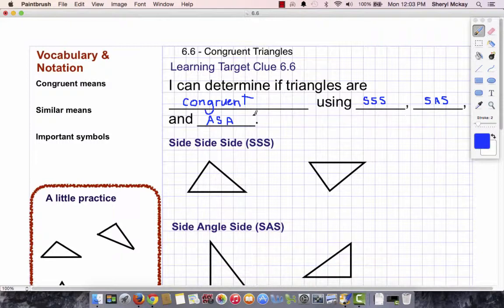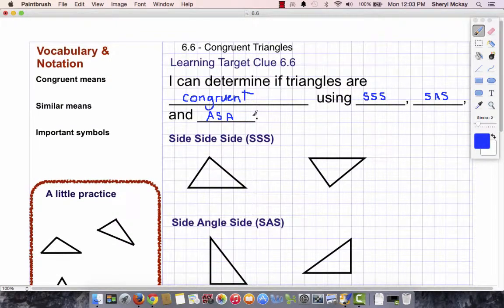Now, before we go any further, let's get some vocabulary out of the way. Congruent. The word congruent is a word that we use when we talk about two figures or lines or angles being exactly the same. So when we talk about a congruent triangle, it means that the sides and angles are all equal measures, okay?